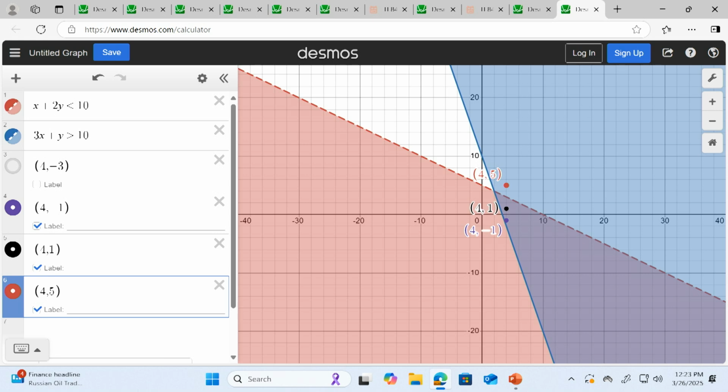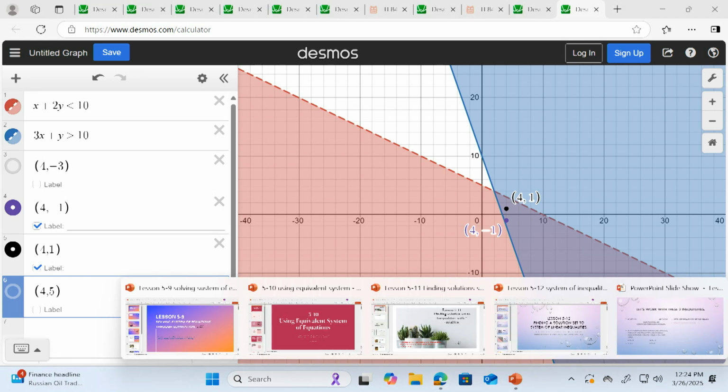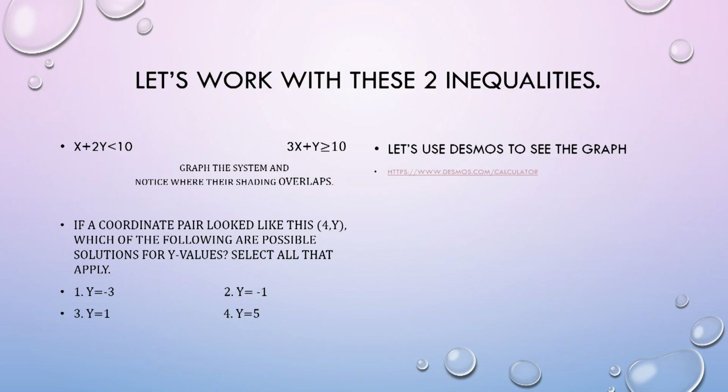Now let's look at the red dot. It's above that dotted red line, just in the blue shading. So it would not make this system true. So I have 2 possible answers, that 4 comma negative 1 and that 4 comma positive 1 would make my solution sets. So it was positive 1 and negative 1. Good job. So let's look at the next one.